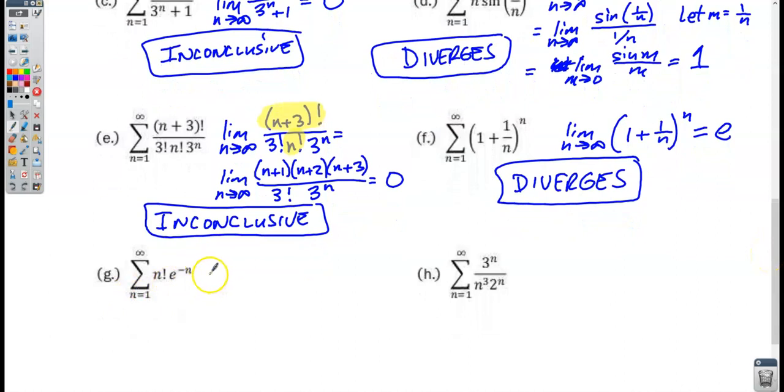Next one. This is the limit as n goes to infinity of n factorial over e to the negative n. This is equal to the limit as n goes to infinity of n factorial over e to the n. Now exponentials grow a whole lot faster than pretty much every other function. The one function that's really common that they don't grow faster than is factorials.